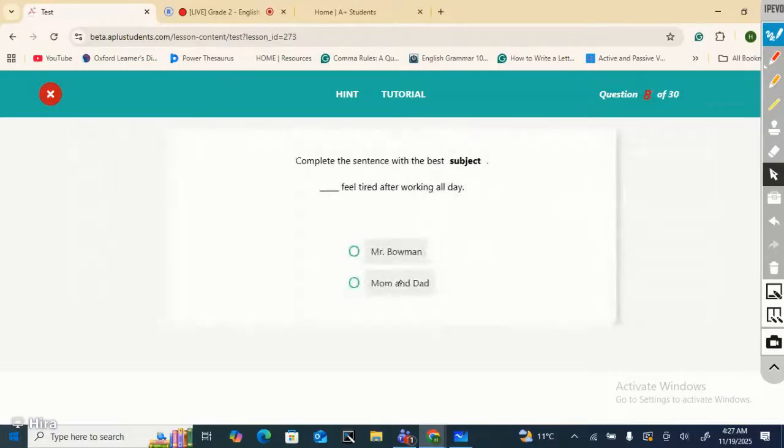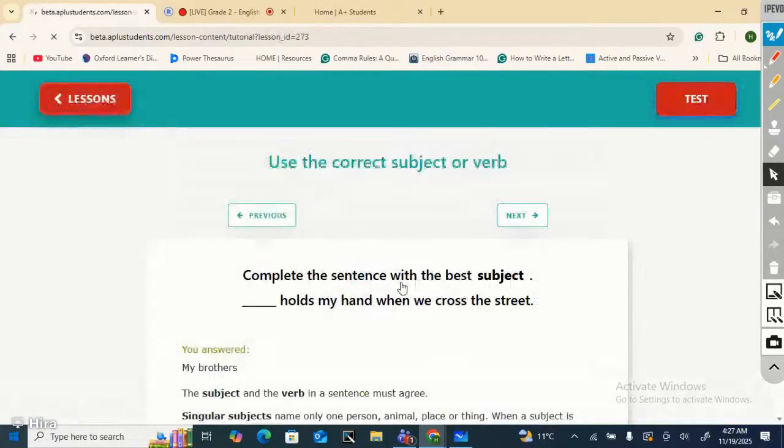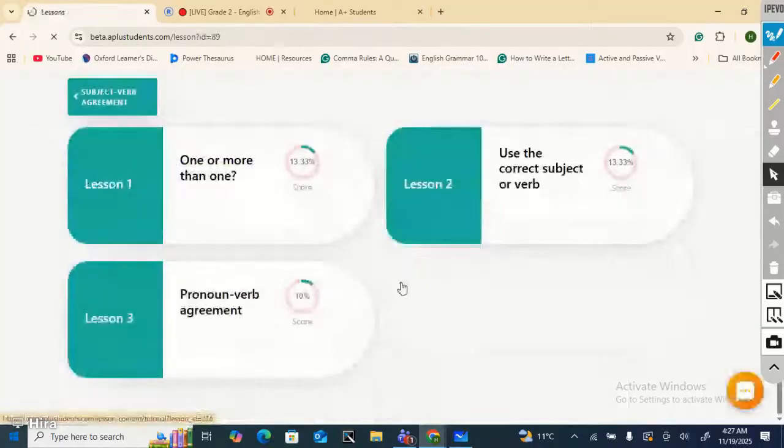Okay, kids, it's time to switch to the third lesson. I hope you understand this one and you can complete the test of this lesson later after the class. Now move to the other lesson, lesson number 3. The topic is same. It's subject verb agreement. Number 3 is pronoun verb agreement.